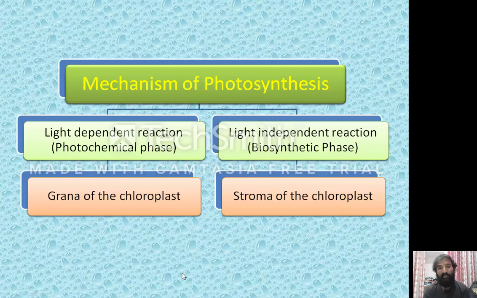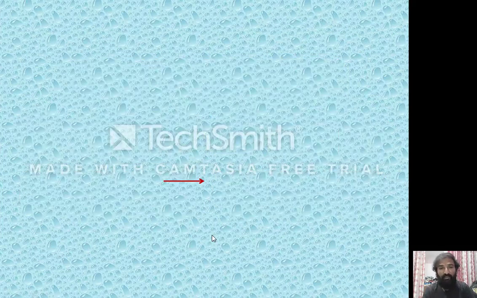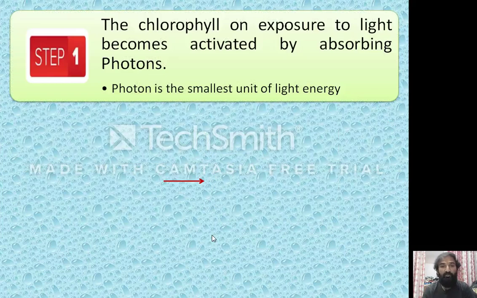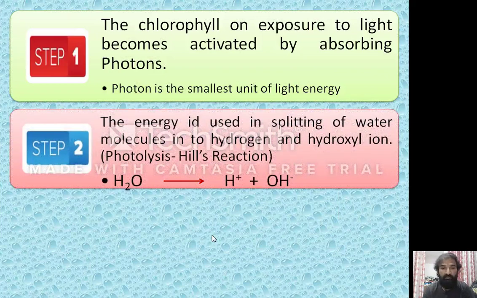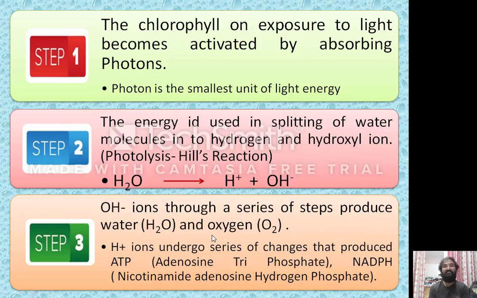So the ultimate goal of the mechanism of photosynthesis is to synthesize carbohydrates. Along with the carbohydrates, they also release water and oxygen. Okay, now coming to the light phase, we already discussed it in the previous session.